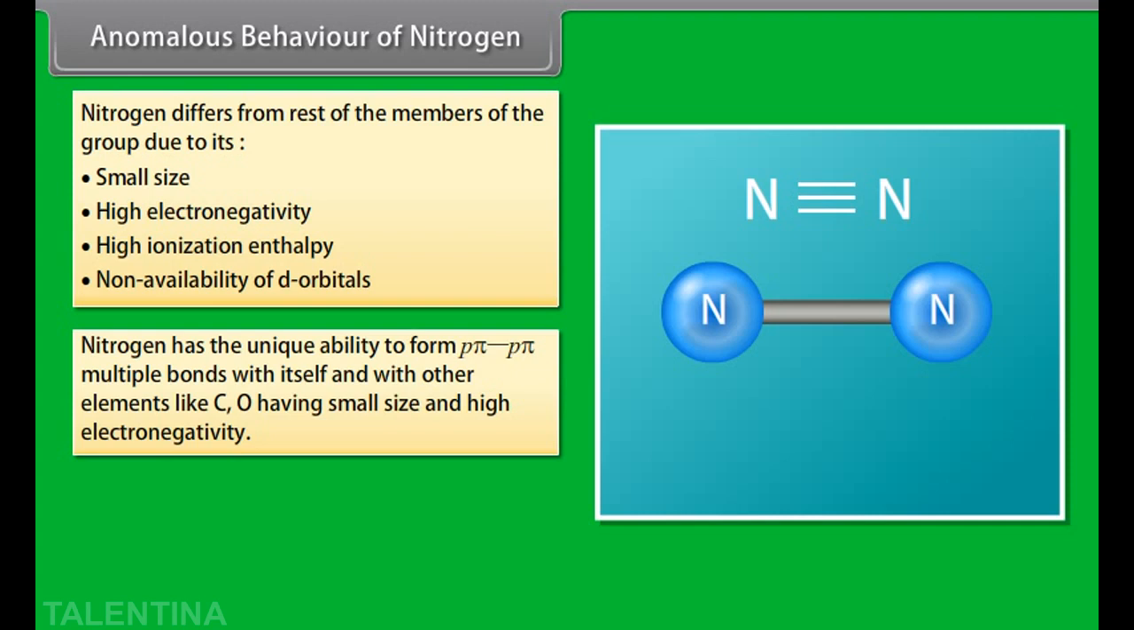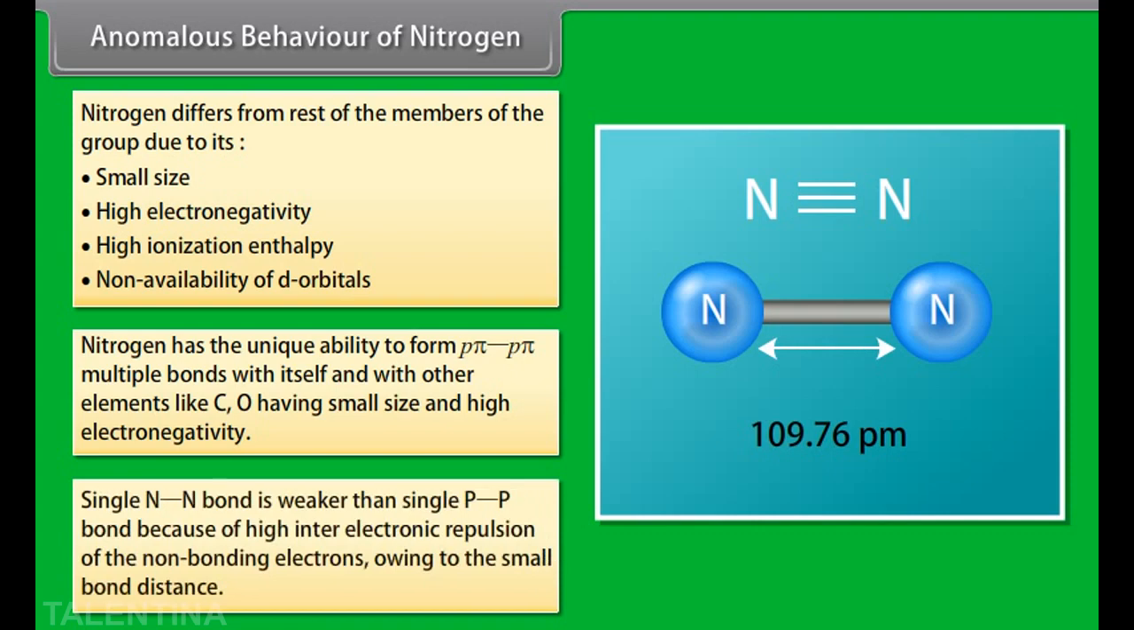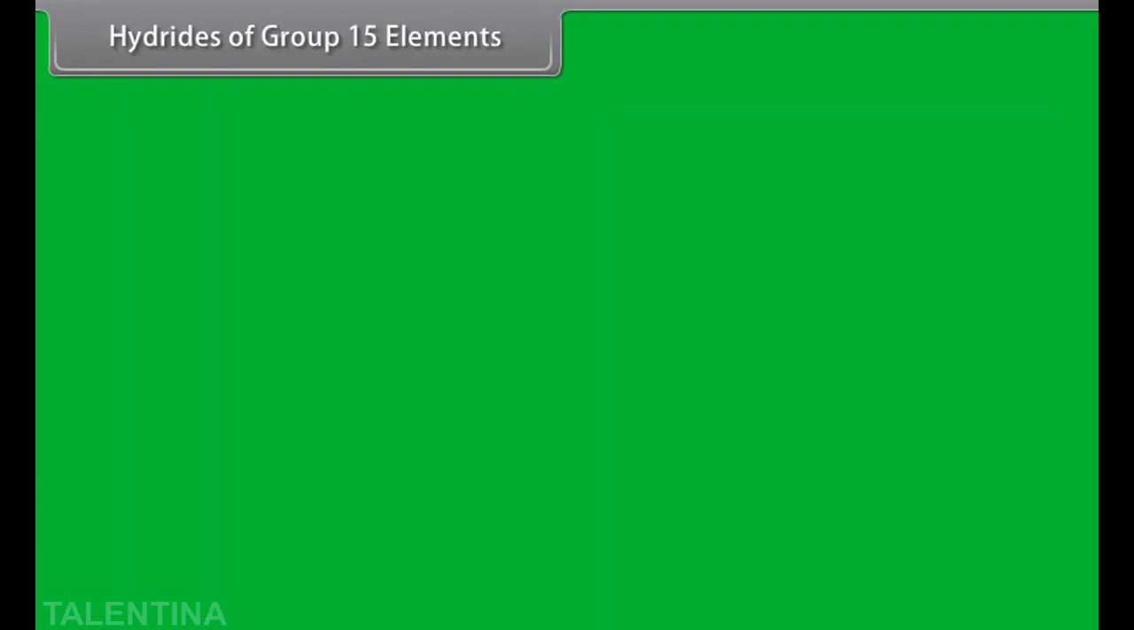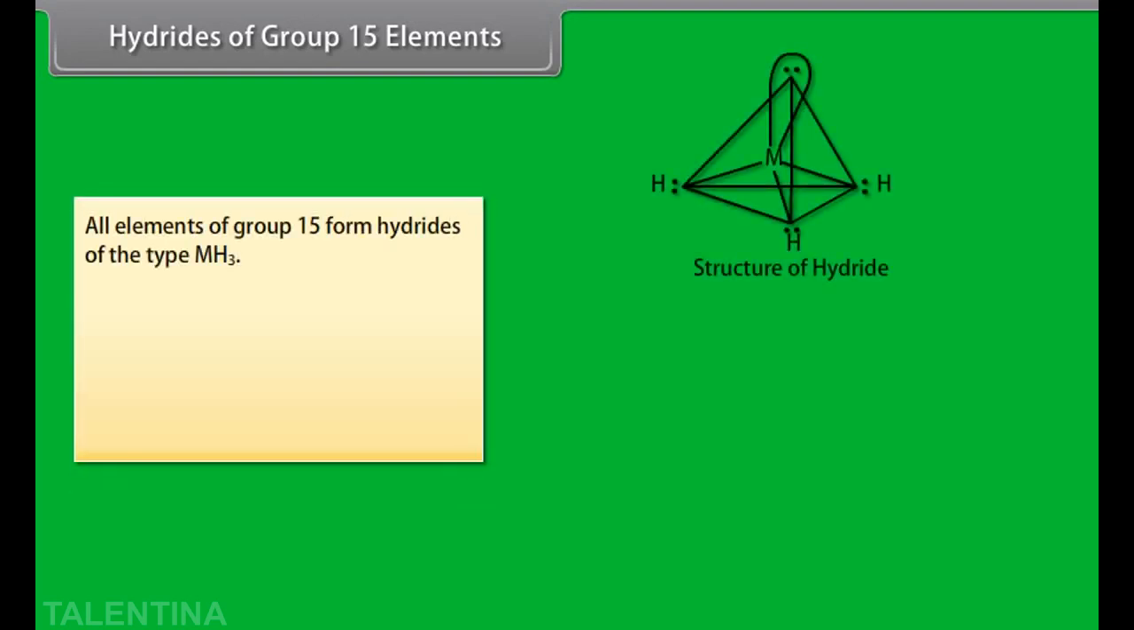Thus, nitrogen exists as a diatomic molecule with a triple bond between the two atoms, having high bond enthalpy of 941.4 kJ per mole. Single nitrogen-nitrogen bond is weaker than single phosphorus-phosphorus bond because of high inter-electronic repulsion of the non-bonding electrons owing to the small bond distance. Hydrides of group 15 elements. All elements of group 15 form hydrides of the type MH3.